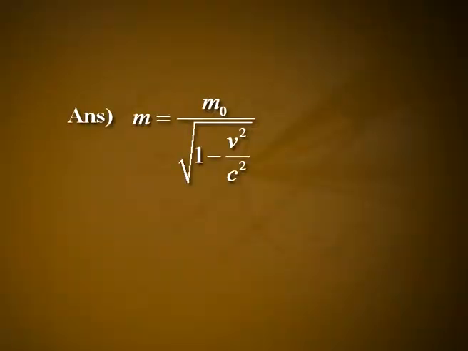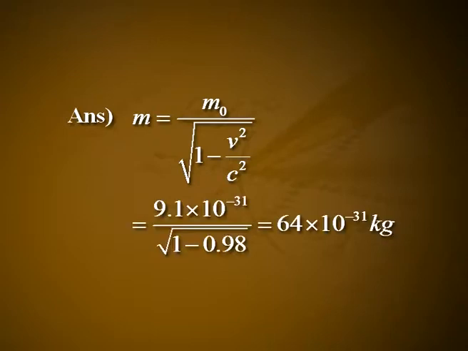Problem: calculate the mass of an electron whose velocity is 0.99 c. The rest mass of the electron is m naught is equal to 9.1 into 10 raised to minus 31 kilogram. Answer: m is equal to m naught divided by square root of 1 minus v square by c square, which is equal to 9.1 into 10 raised to minus 31 divided by square root of 1 minus 0.98, which is equal to 64 into 10 raised to minus 31 kilogram.